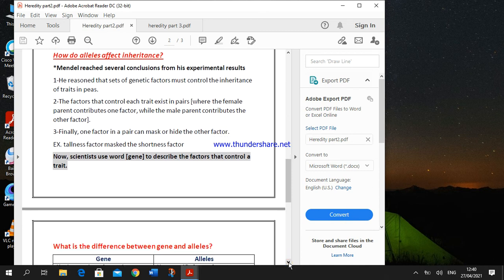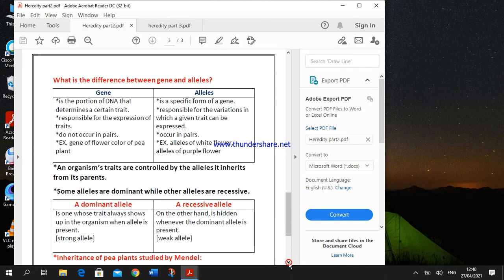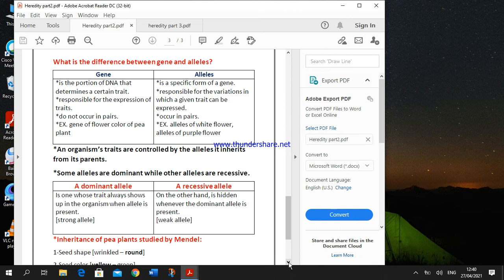Now scientists use the word gene to describe the genetic factor that controls a trait. So what's the difference between gene and alleles? A gene is a portion, or a small section, of DNA that determines a certain trait. The function of a gene is to be responsible for the expression of traits, and genes don't occur in pairs, like the gene of the flower color of the pea plant. But an allele is a specific form of a gene that is responsible for variations in which a given trait can be expressed.